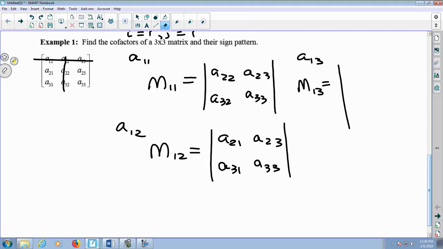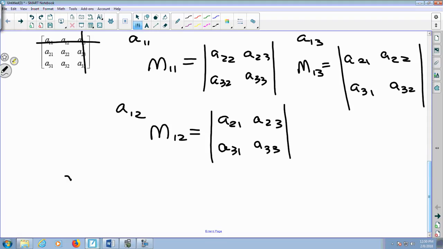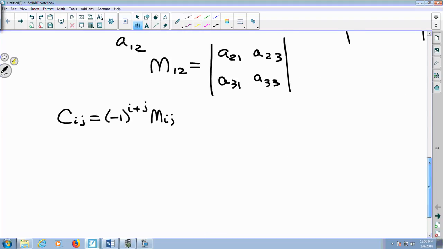Now let's find the minor of M13. I cross out the ith row, which is 1. I cross out the j column, and I'm left with that matrix, which is A21, A22, A31, and A32. Now, those are our minors. Now, let's try calculating cofactors. Again, I'll rewrite the formula. Cij is equal to -1 to the i plus j times minor ij. So I calculated those three minors, M11, M12, and M13.